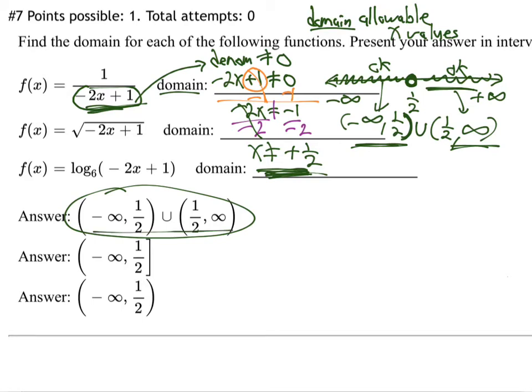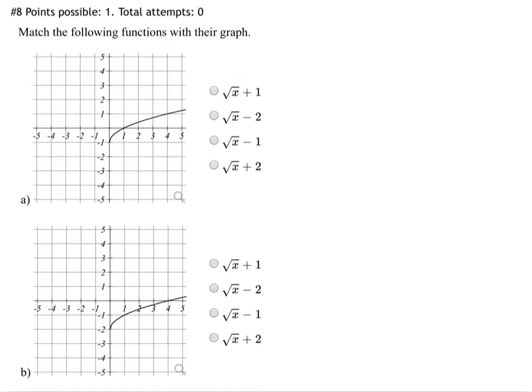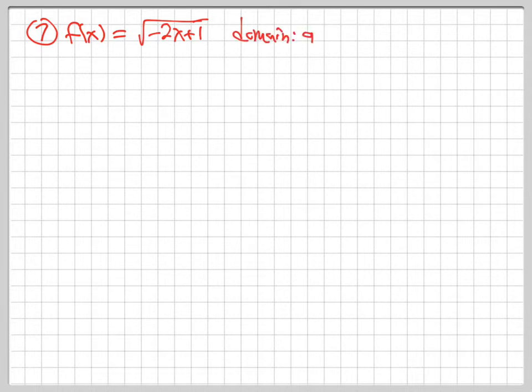Let's come down here, and let me just go to a fresh screen to do the second part right here for number 7. So number 7. The second part is f of x equals the square root of minus 2x plus 1. Want to find the domain. Again, what is domain? Allowable or possible x values.